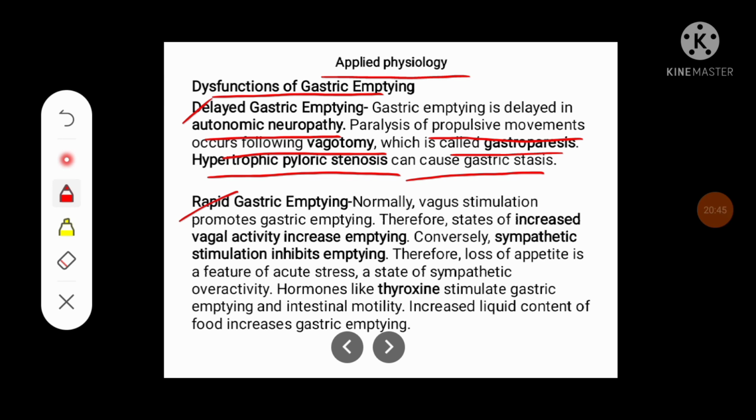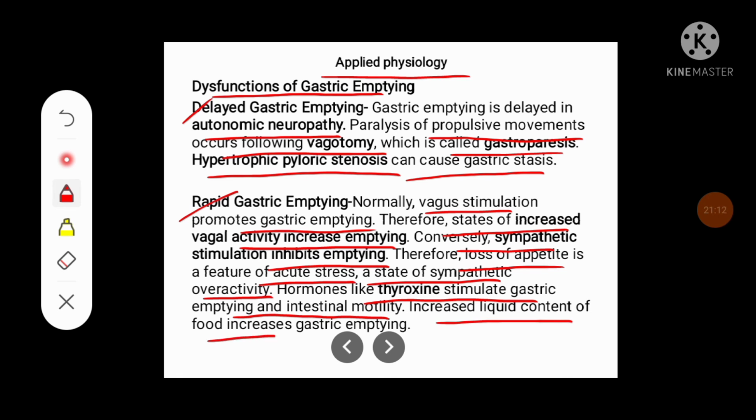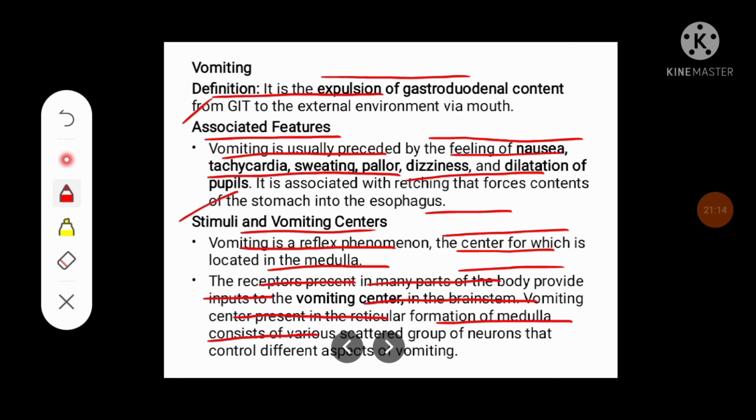Rapid gastric emptying. Normally, vagus stimulation promotes gastric emptying. Therefore, states of increased vagal activity increase gastric emptying. Conversely, sympathetic stimulation inhibits emptying. Therefore, loss of appetite is a feature of stress, a state like sympathetic overactivity. Hormones like thyroxine stimulate gastric emptying and intestinal motility. Increased liquid content of the food increases gastric emptying.